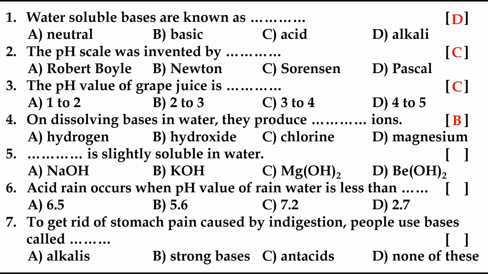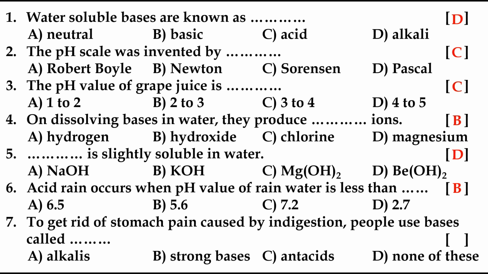Hydroxide. Fifth bit, dash is slightly soluble in water. A. NaOH, B. KOH, C. Mg(OH)2, D. Be(OH)2. Answer is option D, Be(OH)2, beryllium hydroxide. Sixth bit, acid rain occurs when pH value of rainwater is less than dash. A. 6.5, B. 5.6, C. 7.2, D. 2.7. Answer is option B.